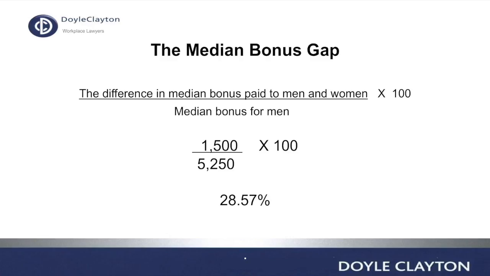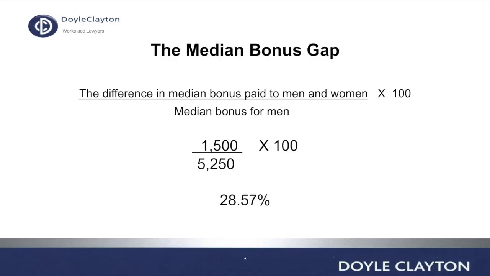To express this as a percentage of the median bonus received by male employees, you take the £1,500 difference. You divide this figure by the median bonus for male employees, which is £5,250. You then multiply the result by 100 to give you a percentage. In this case, the median gap in bonus is 28.57%.